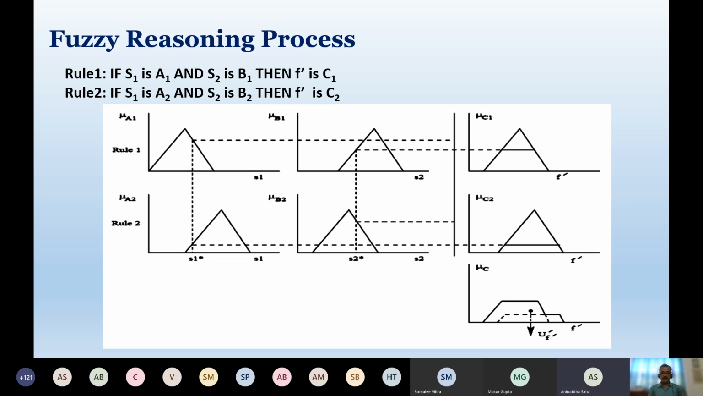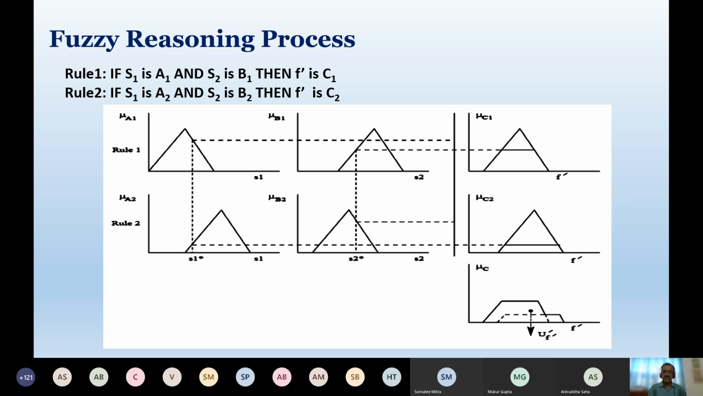Yes, sir. So when we are getting the final mu c, we have here three mu's, like mu c1, mu c2, and mu c3, mu c. So on which one are we finding it? No, mu c. I've considered only two Payet rules, so mu c1 and mu c2.